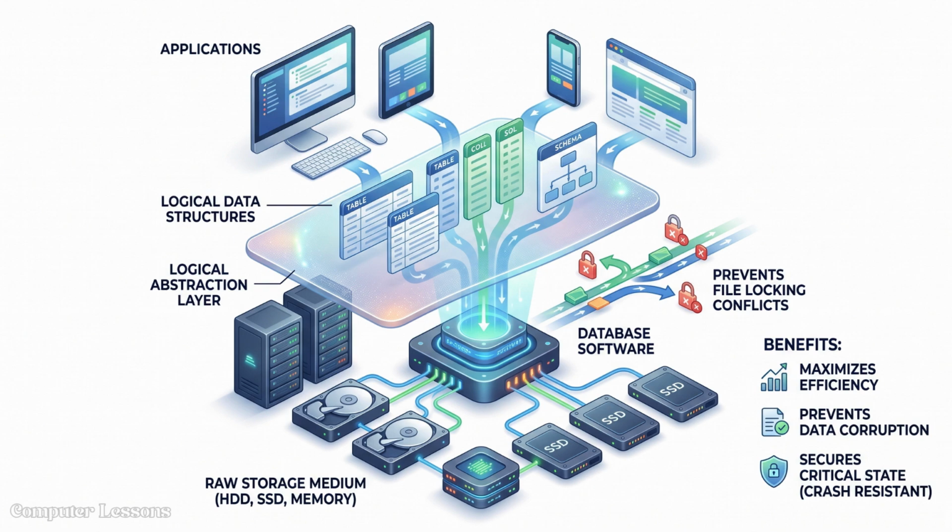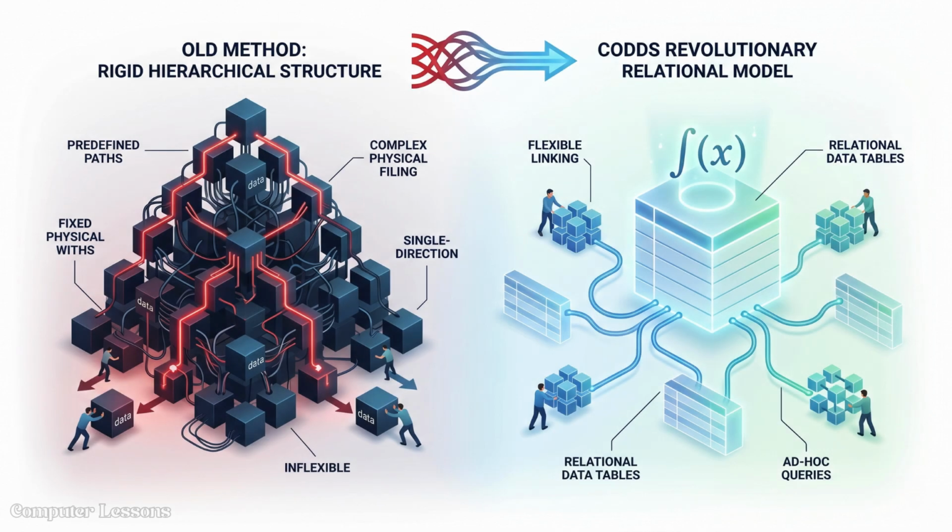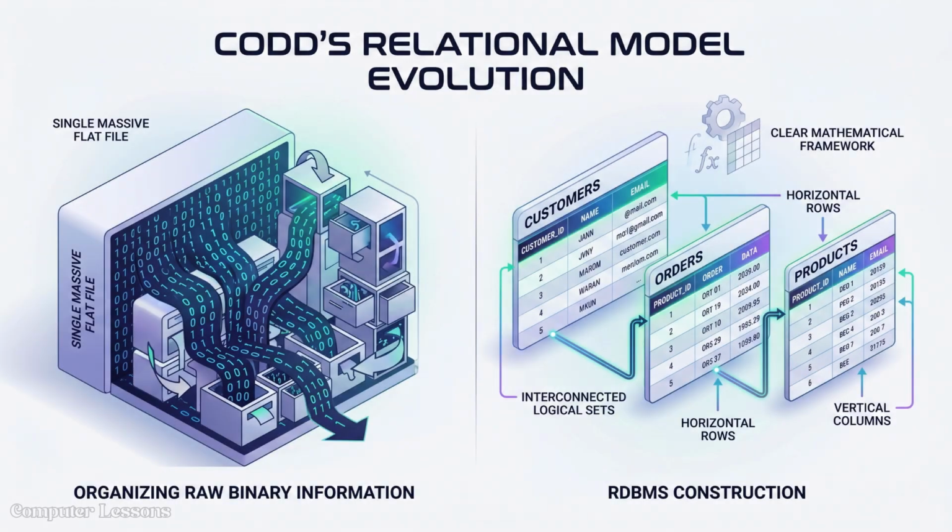Computer scientist Edgar Codd revolutionized data storage in the 1970s by inventing the relational model to replace rigid and inefficient hierarchical structures. Codd's mathematical approach provided a flexible way to link information without the need for predefined, fixed paths or complex physical filing. Codd proposed organizing raw binary information into interconnected logical sets, known today as two-dimensional tables, rather than using a single massive flat file.